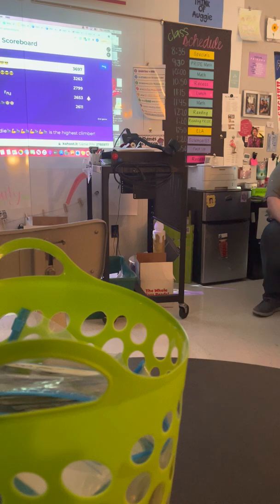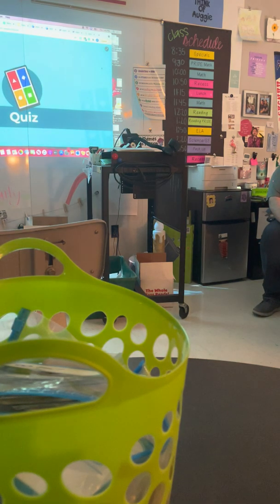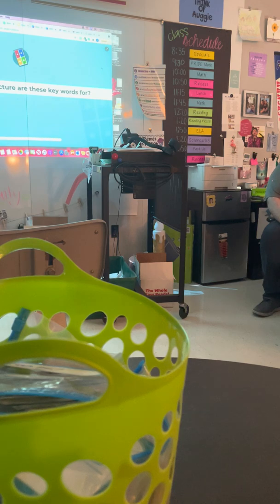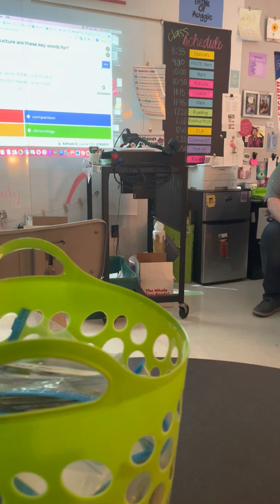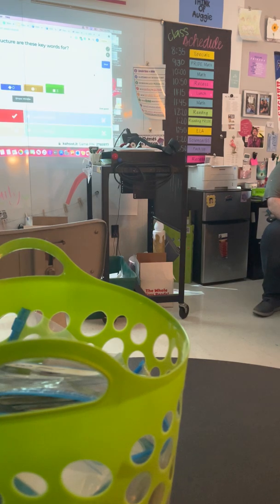Junior at the top. Jared right behind. All right, which text structure are these keywords for? Because, since, if, then, due to, as a result, for this reason. Hey, stay in your seat and use your flip chart. That's why we just made it, right? Cause and effect. Very good.